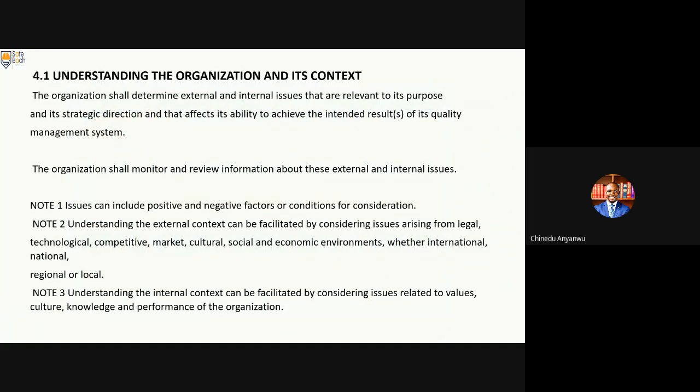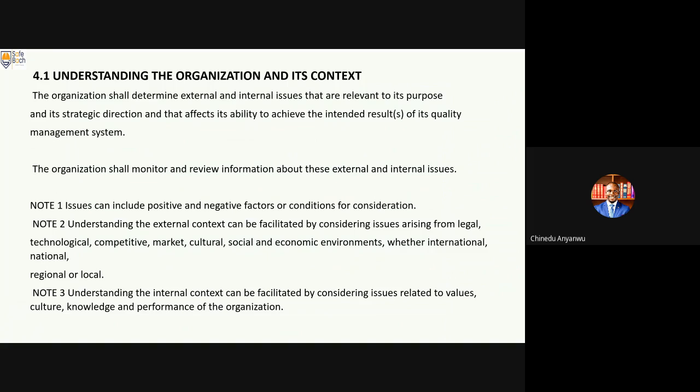Now, what does clause 4.1 of ISO 9001 say? So we're going to just basically read through the requirements of the standard. And it says that the organization shall determine internal and external issues that are relevant to its purpose and its strategic direction that affects its ability to achieve the intended results of its quality management system.